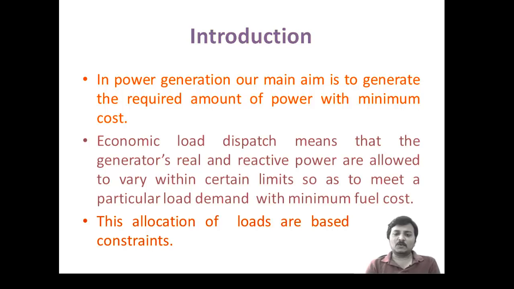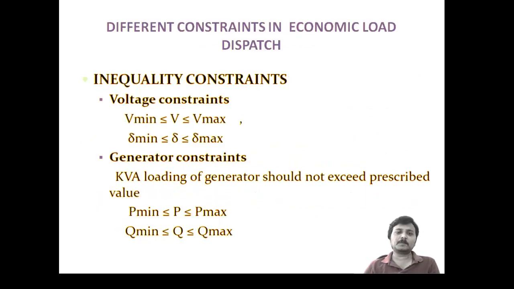Now, the allocation of the loads is based on some constraints. Obviously, another way to reduce the cost is the allocation of load. For a particular load, if you have n number of generating stations, how much load we keep on each generator decides the economics. So that's why the allocation of the loads is based on some constraints. We have to follow some constraints to fulfill the demanded load.